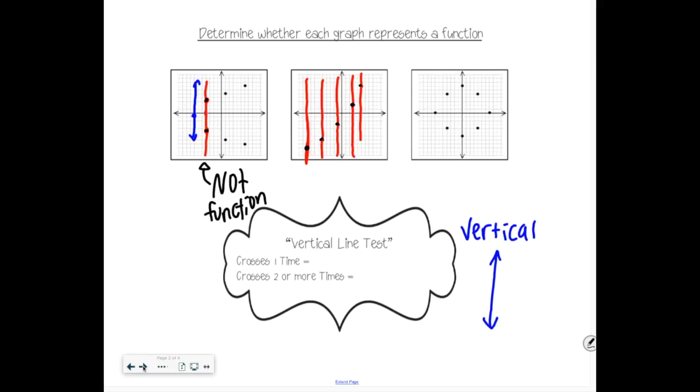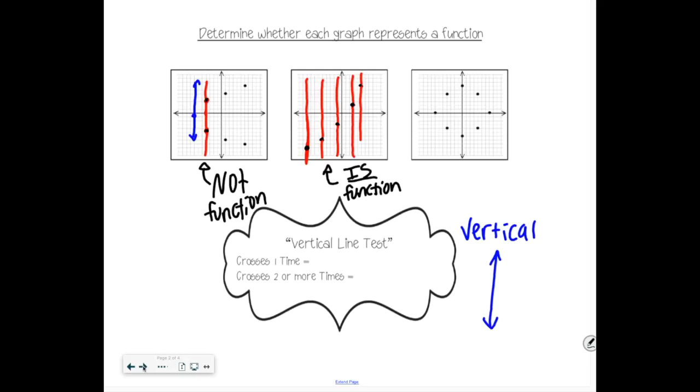Whereas in that second graph, we could draw vertical lines all the way across our graph, and we only hit 1 point at a time, which is exactly what we want. So this is a function. So that graph is a function.